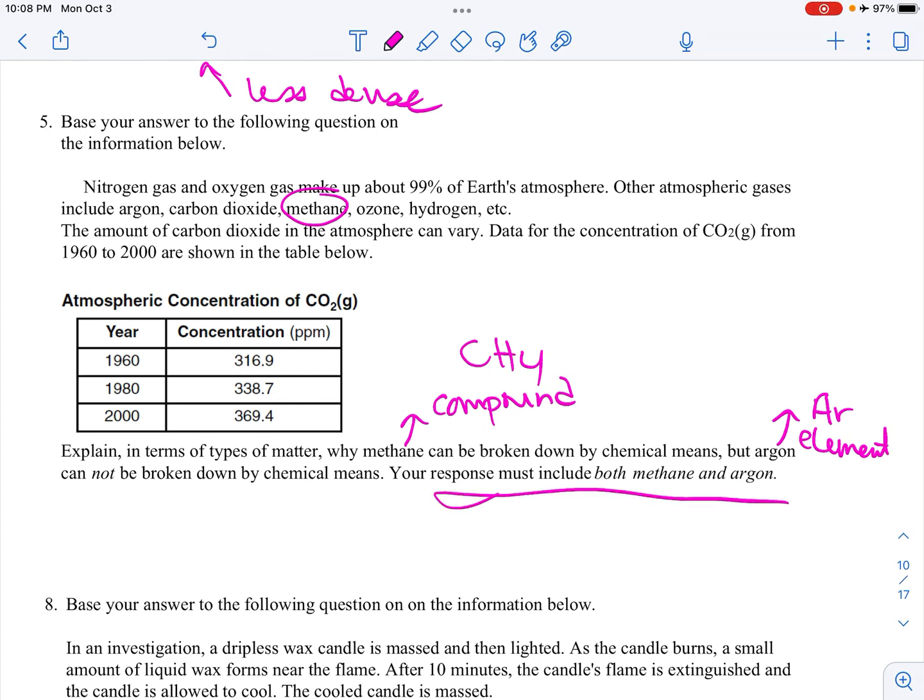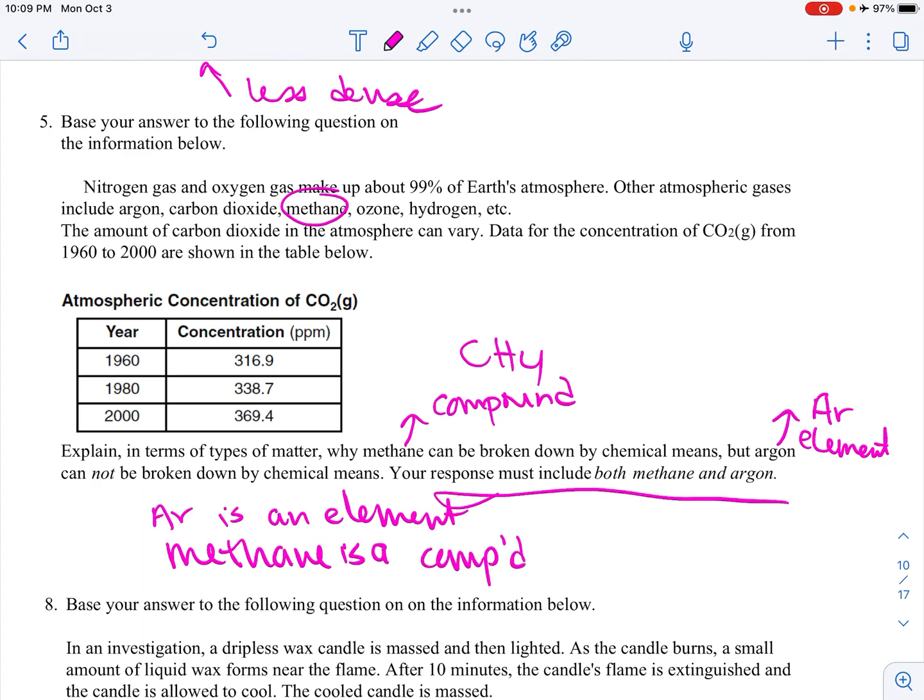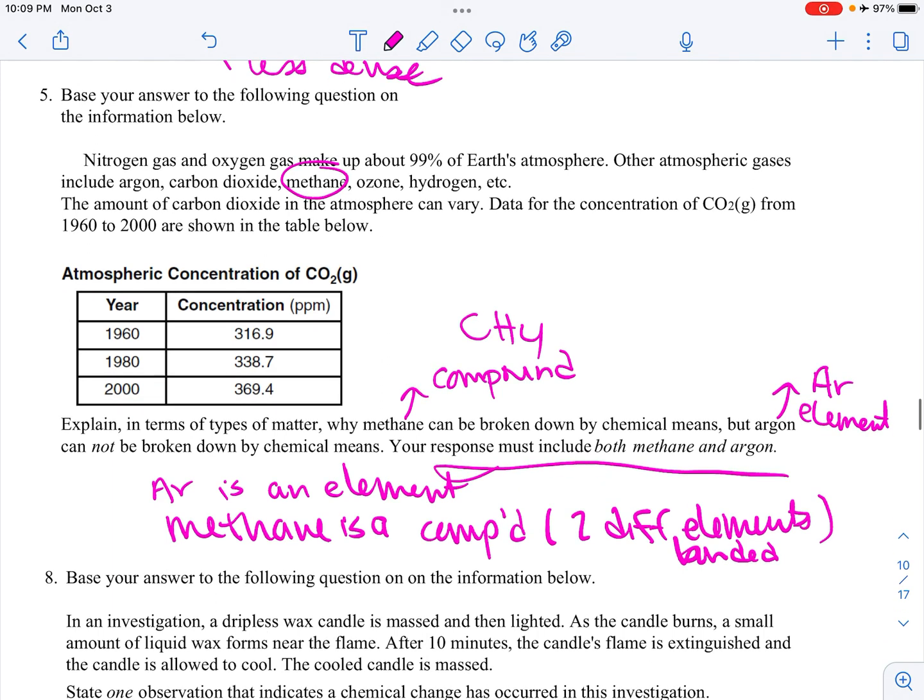So your response must include both methane and argon. So you can say argon is an element, methane is a compound, which means it's two different elements bonded together. Okay? Yeah. So see how we talked about both of them.